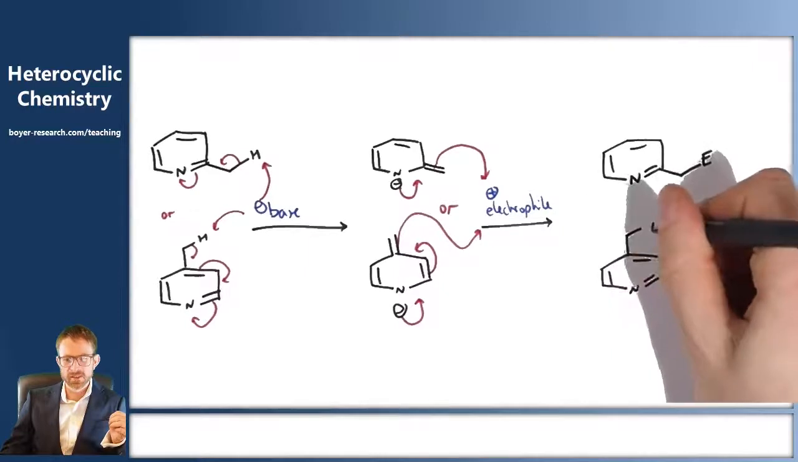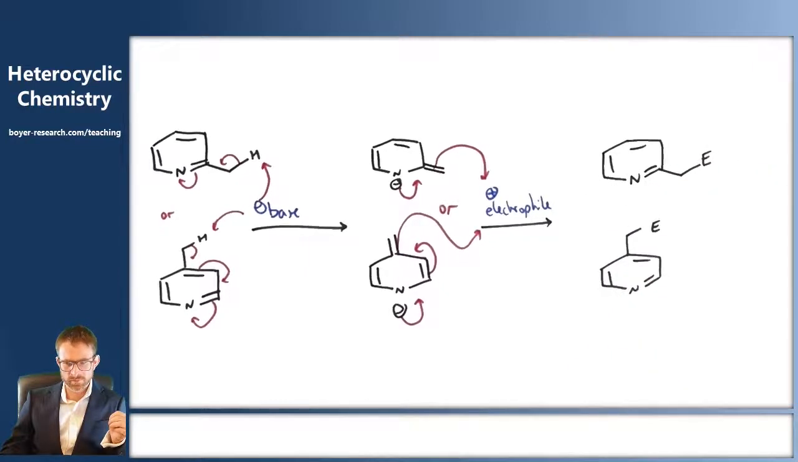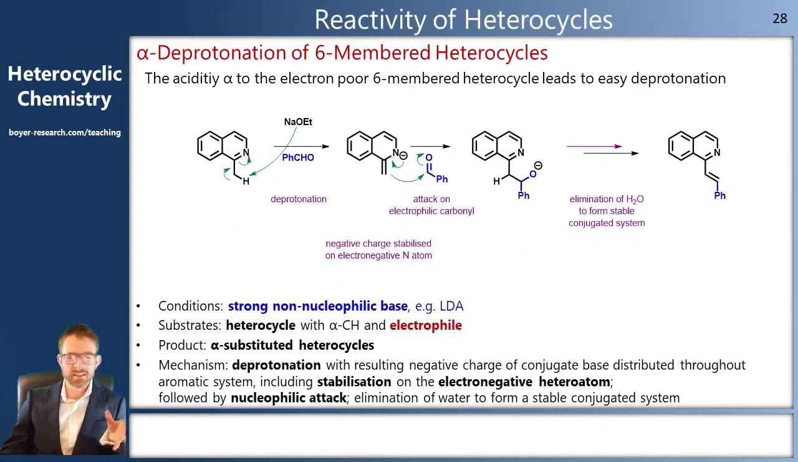To give us the new bond. We can get the same reactivity on fused heterocycles. Their aromatic system is constructed in the same way, and we can see that here we have deprotonation alpha to an isoquinoline, followed by attack on an electrophilic carbonyl, and in this case we actually get elimination of water from the product to give us a conjugated system.